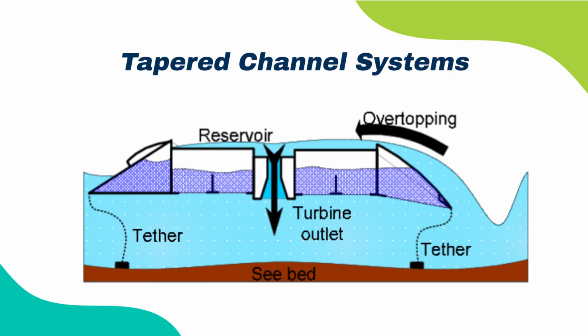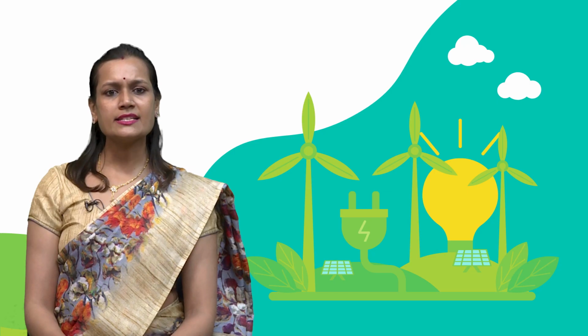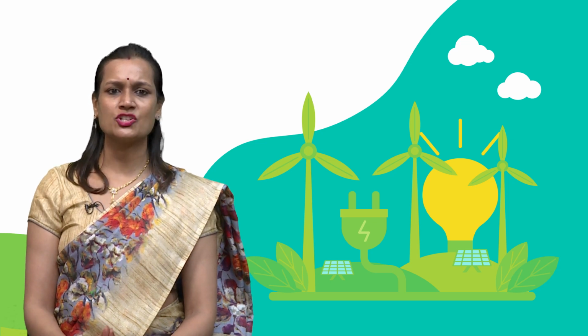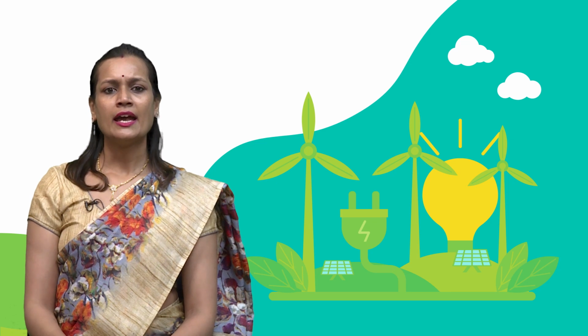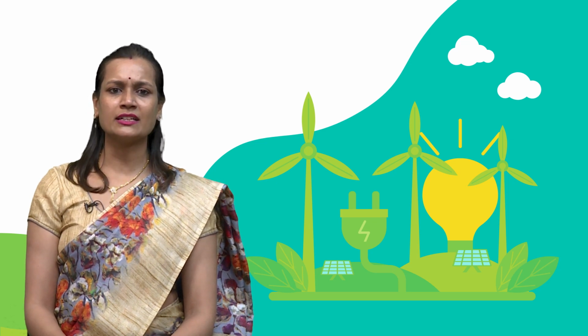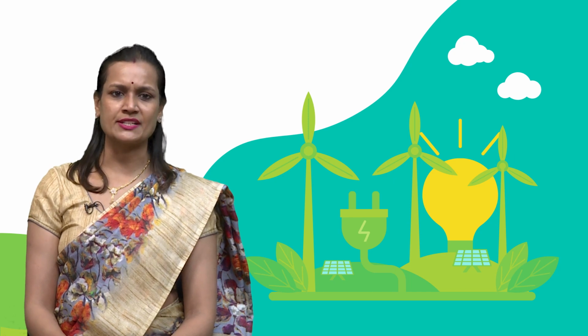Fifth, tapered channel systems. These systems use a tapered channel that narrows as it extends inland from the shoreline. As the waves propagate into the channel, they increase in height due to narrowing of the channel. This increase in wave height can drive turbines at the channel's end, generating electricity. Tapered channel systems can concentrate wave energy, potentially increasing efficiency.